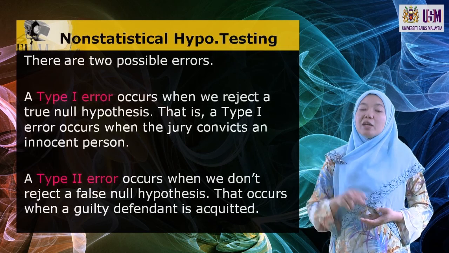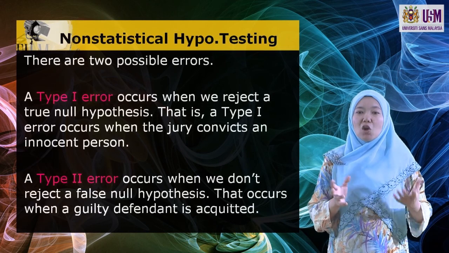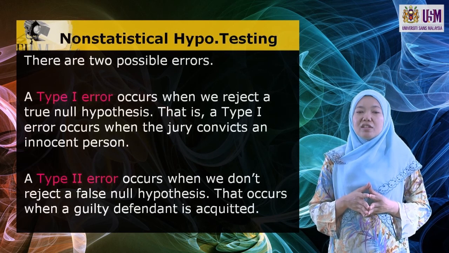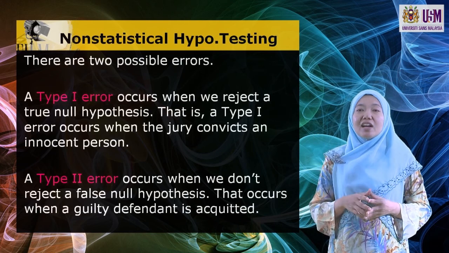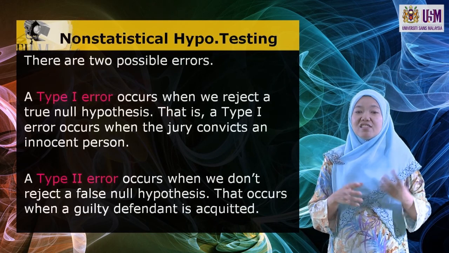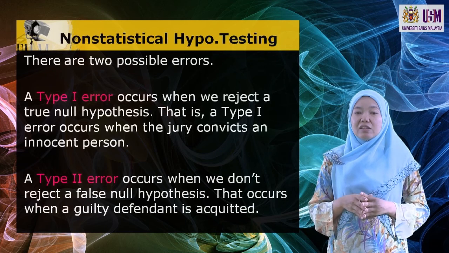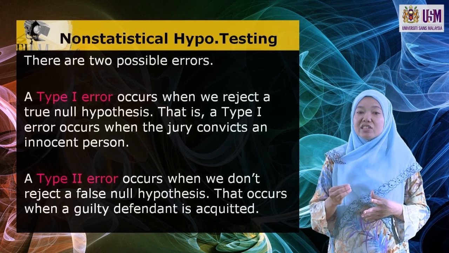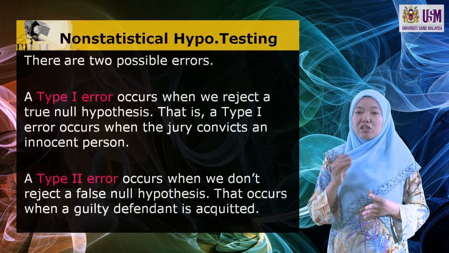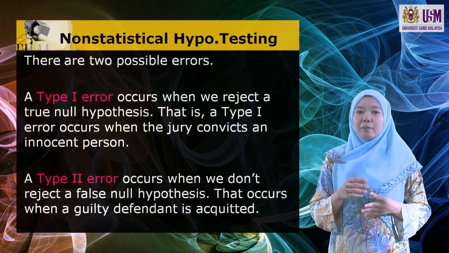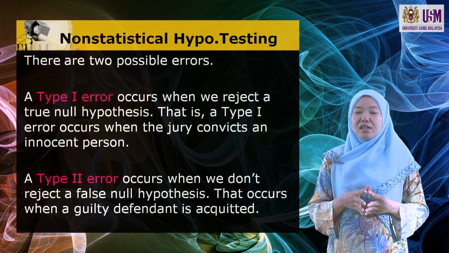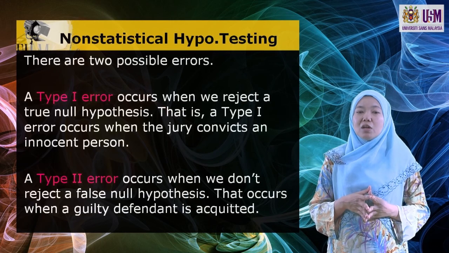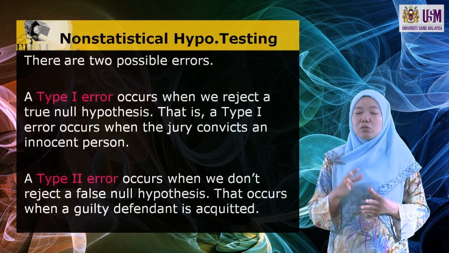When we discuss type 2 error, this is the error that occurs when you don't reject a false null hypothesis. Remember what our null hypothesis was just now? We are stating that the defendant is innocent, but somehow it's a false statement. That means, in other words, the defendant is actually guilty. So when the courtroom finds that a guilty defendant is acquitted, that means he is free, no longer guilty of the crime, what happened now is a type 2 error.